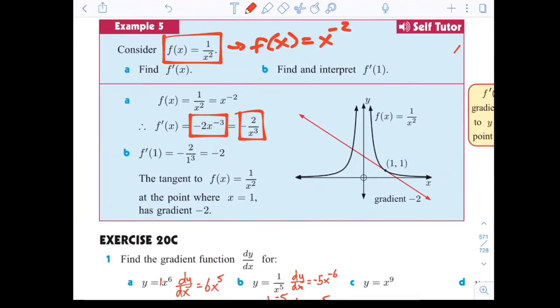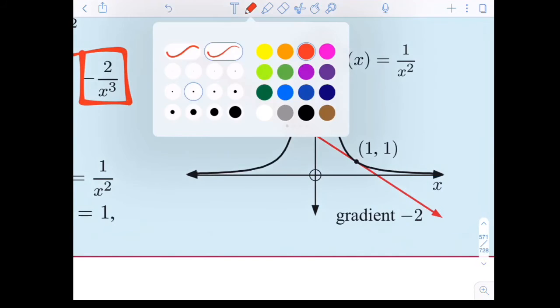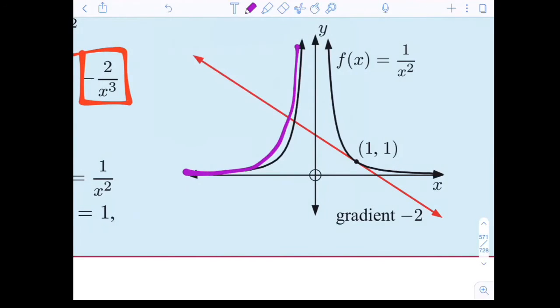But part 2 says, I want to know what the slope is. Find and interpret f dashed 1. So that's saying, well, here's our function here graphed. Here's our function, that black line we have there. And we have a dot here where x is equal to 1. And I want to know what's the slope of that tangent line. Well, that red line is the tangent line. It looks negative to me.